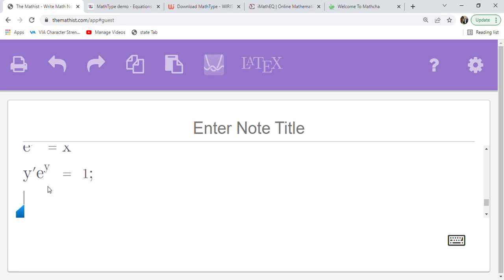Now, if you divide both sides by e to the y, what you get is y prime equals 1 over e to the y. Now, what is y? If you recall, y was actually ln x. So e to the ln x is x. So this ultimately means that the derivative of our function, ln x, is 1 over x. That's just one example of how we derived a derivative.